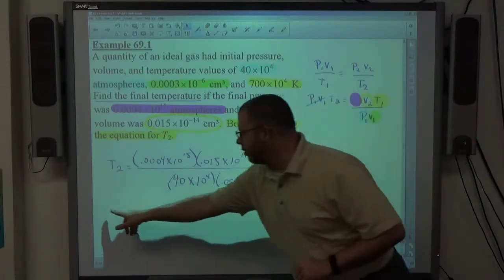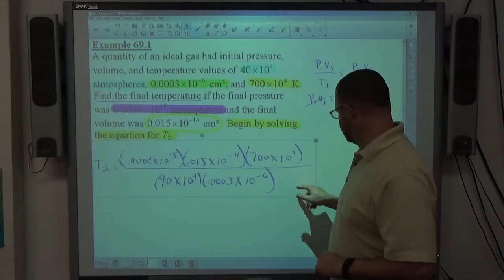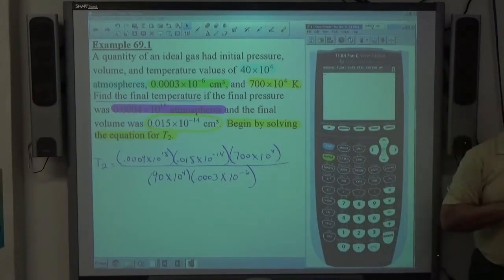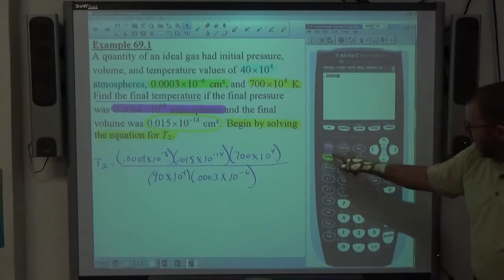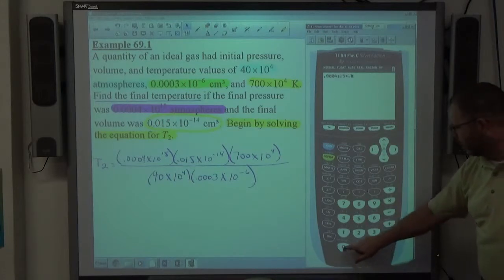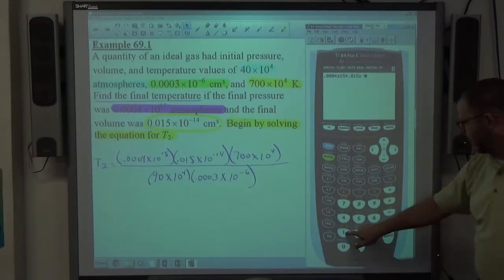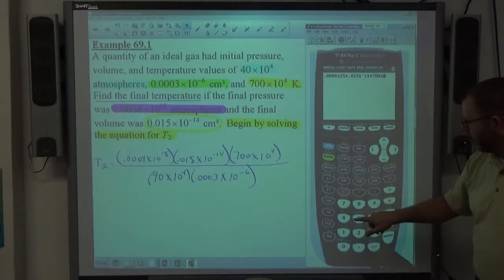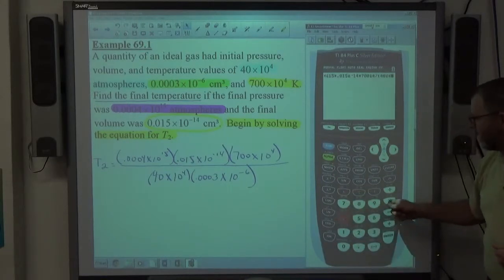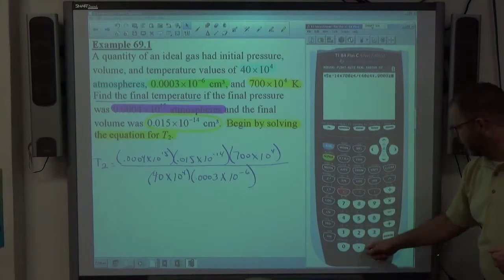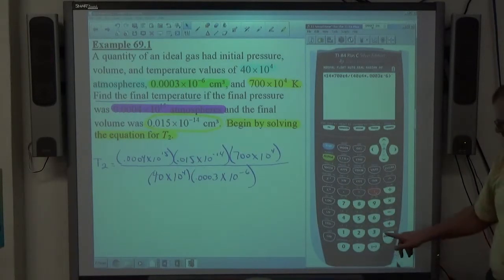We have 2 options for doing this. Let me go through the 2 options for you and see which one you prefer. Option 1, type it in. If you go with option 1, be careful, there's a product on the bottom. You must encase the bottom product in parentheses. The top does not have to be put in parentheses. So for option 1, just type in what I'm looking at: 0.0004 EE 15 times 0.015 EE negative 14 times 700 EE 4 divided by, now parentheses, because I want that product to be multiplied before the division happens, 40 EE 4 times 0.0003 EE negative 6, close parentheses. And that's option 1. Hit enter, you get the answer.